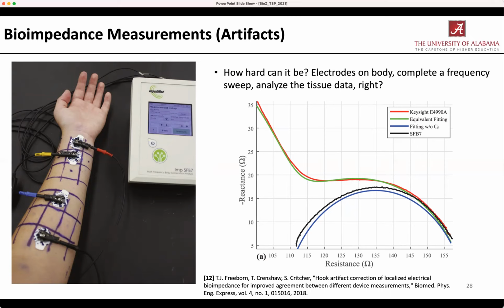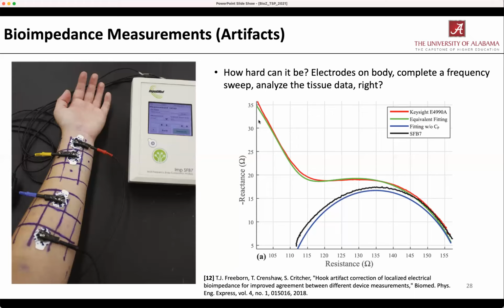We collected measurements from multiple locations on a forearm. So we had multiple electrode locations, but we essentially collected the same locations with both instruments right after each other. And what you're seeing here in this figure is the black line is the SFB7 measurement, and the red line is the Keysight measurement.